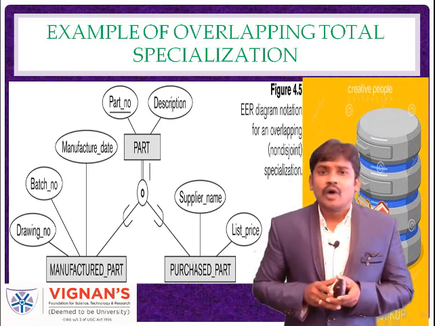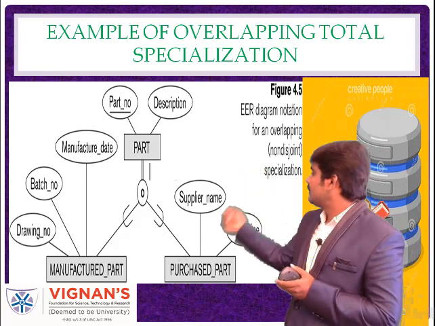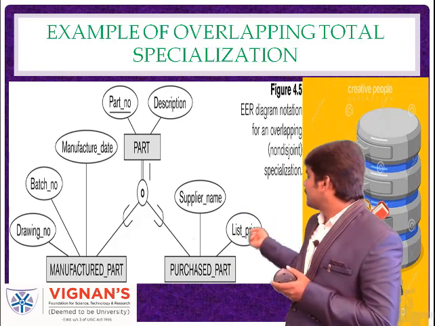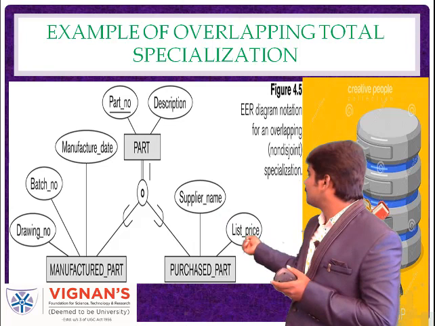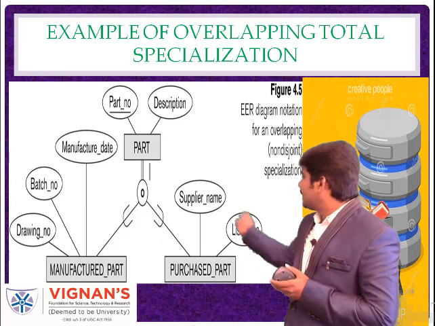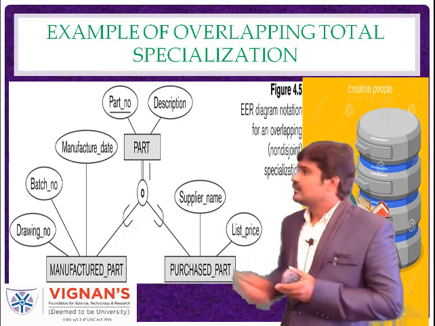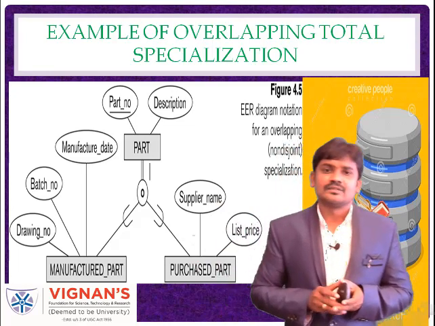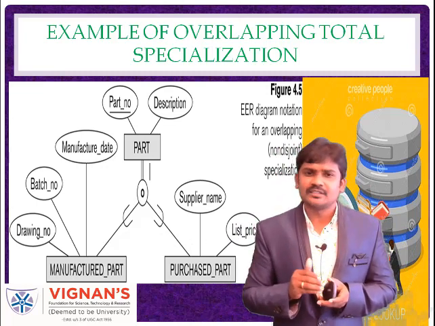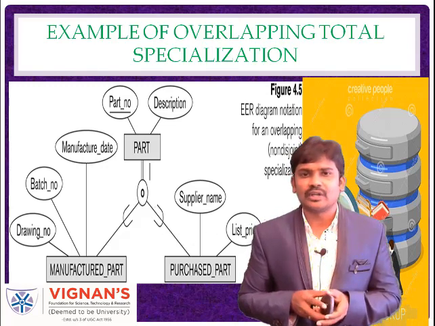Next one, overlapping total specialization. Here part is the superclass deriving two subclasses, manufactured part and purchased part. Manufactured part has specific attributes, and purchased part has specific attributes. So the purchased parts can also be manufactured, and the manufactured parts can also be purchased. That condition is called overlapping. So they can access all the attributes of the part, manufactured part and purchased part. So this is the overlapping total specialization.